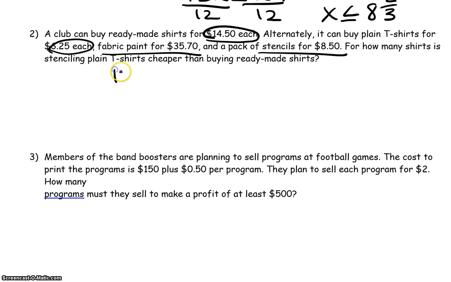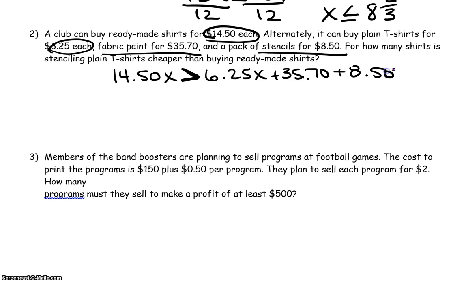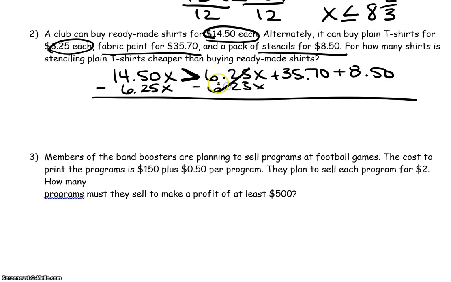So you have your ready-made shirts, $14.50 x, and you know that that's going to be greater than, because you want the stenciling ones to be less than, 6.25x plus 35.70 plus 8.50. And now it looks like something we can solve. You know that we need to move this variable to the other side, so that the variables are on the same side. Those cancel and you're left with 8.25x is greater than, and then you add these two together and you get 44.20.